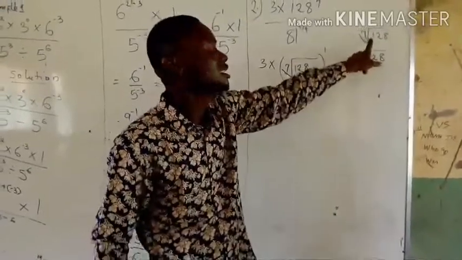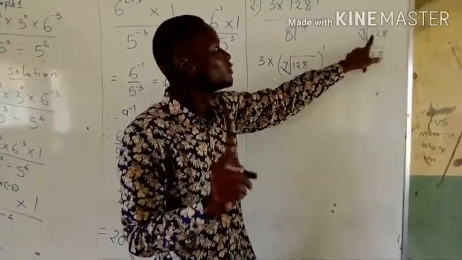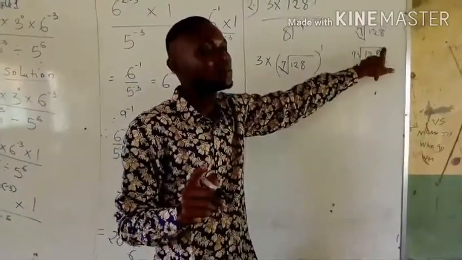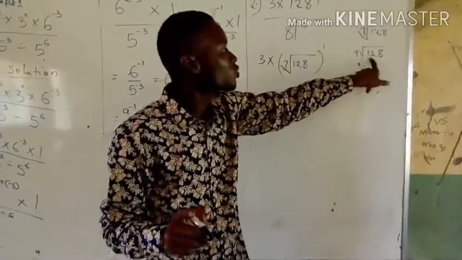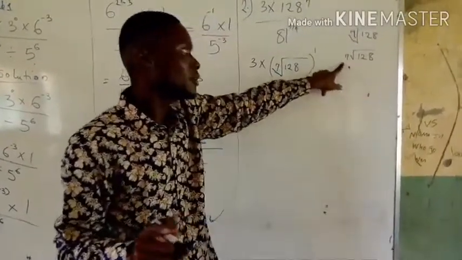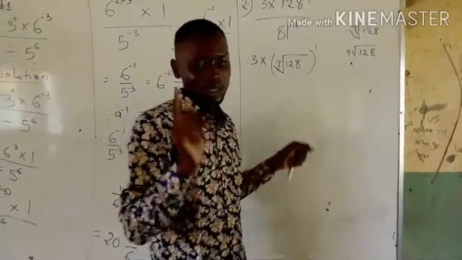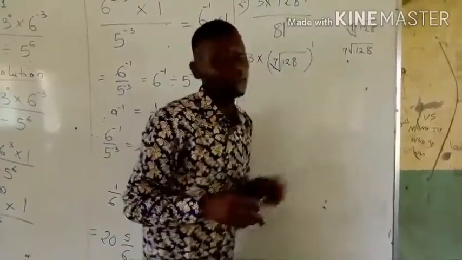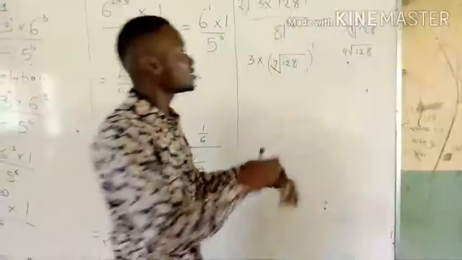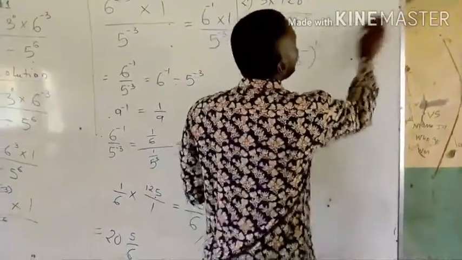Now, this one is telling you to take what? The 7th root of 128. But this one is telling you to take the square root of 128, then multiply by what? 7. So get this difference now. Please get this difference.